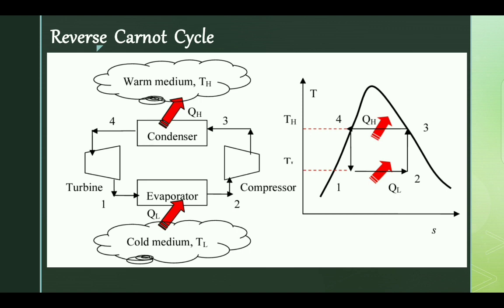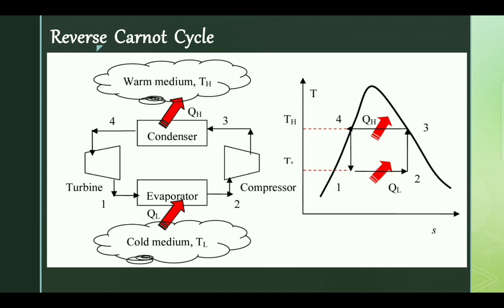Coming to the processes 1 to 2 and 3 to 4, there are parallel lines with respect to the TS chart, which means it is a constant temperature. Coming to 2 to 3 and 4 to 1, those are isentropic, meaning there is no entropy generation. It is a constant entropy between 2 to 3 and 4 to 1. Here 2 to 3 is a compression, and 4 to 1 is a turbine, or expansion or throttling.